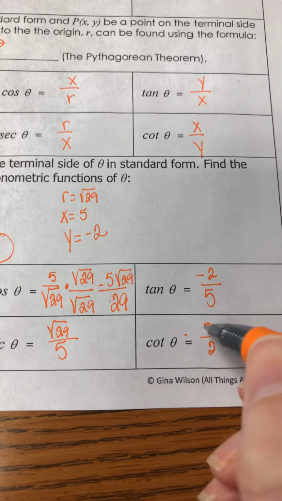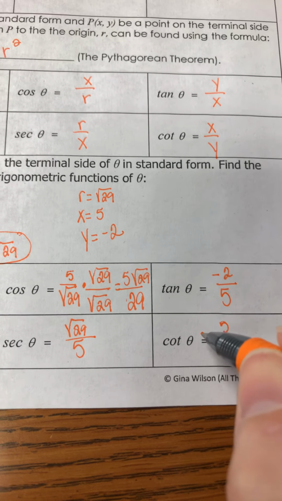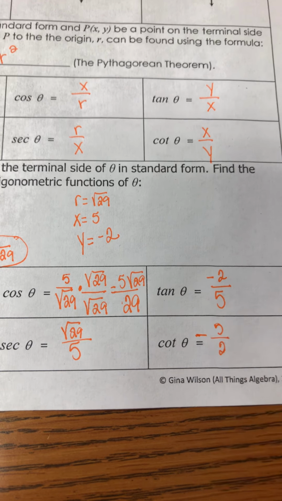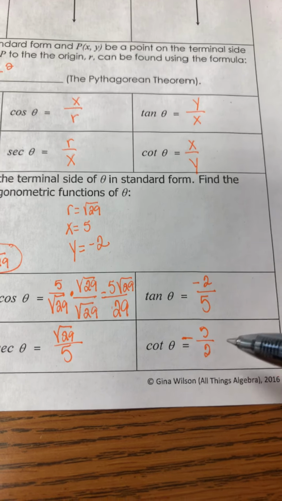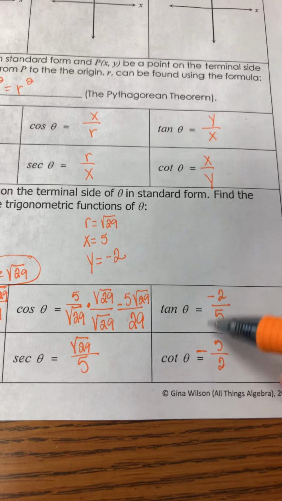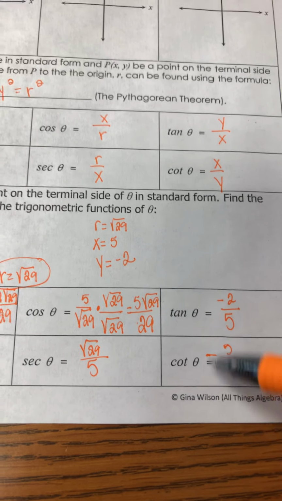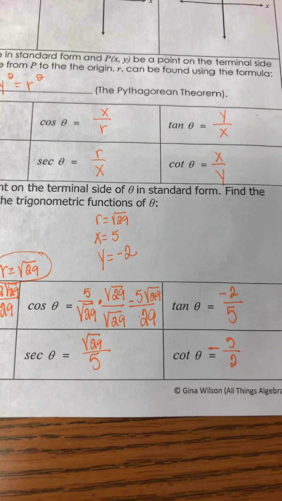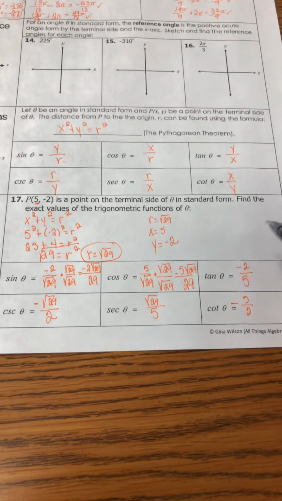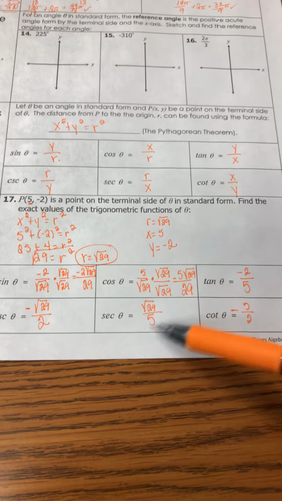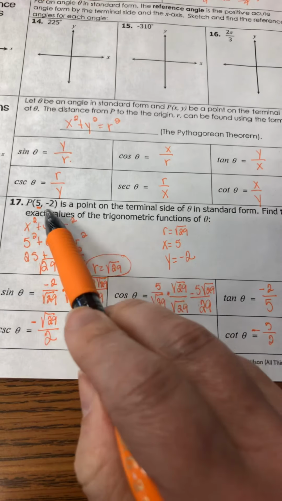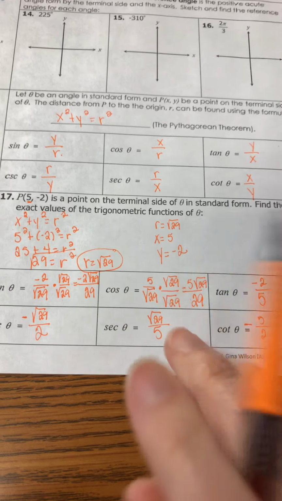So just bring the negative out to the side. And we get negative 5 over 2. Make sure you don't leave a negative sign in your denominator. Bring the negative sign out to the side. If the whole thing's negative, just bring it to the side. And that is how you find your 6 trig functions given 1 point on the terminal side of your angle.